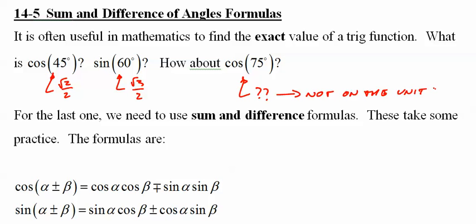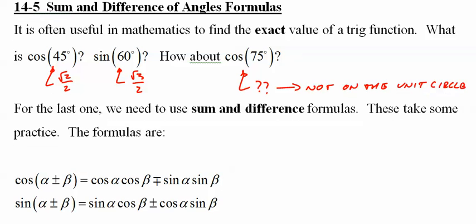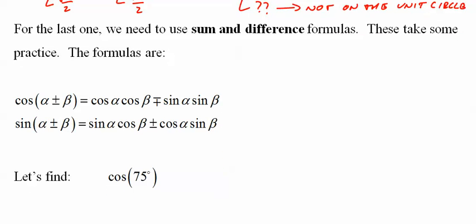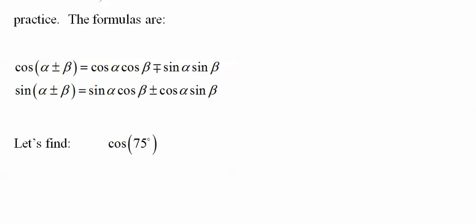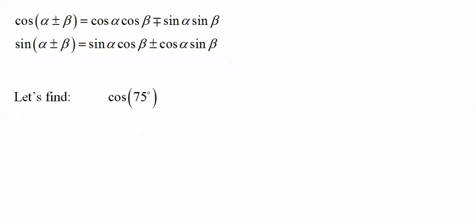So for that, we need sum and difference formulas. And we could derive them, but it's kind of a hassle, and I'm not really in the mood. I have not got these memorized, so I'm going to have to bounce back and forth to them. But the bottom line is that you find two items on the unit circle that will add up, and then you just plug it in.